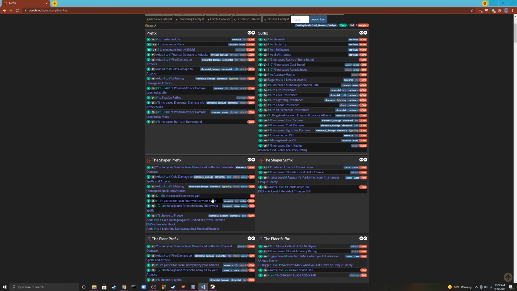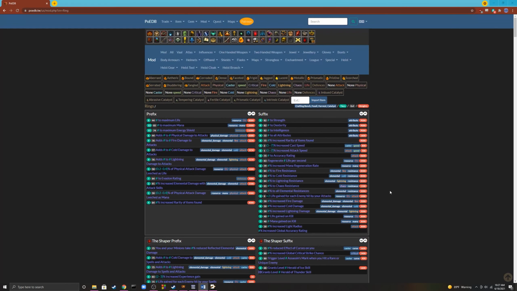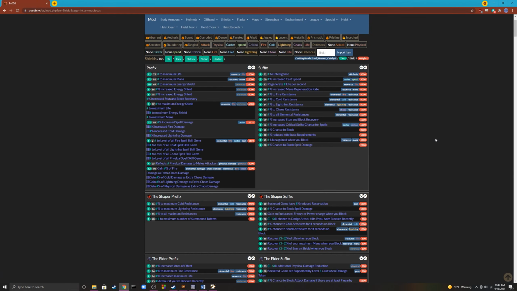But there is another way to gain life or mana through an item, which would be a shield. Let me go to shields real quick. Shields are a great way of recovering either life or mana because you can get either life or mana on block without needing an influence shield. It's going to depend on what base you're using though. So for instance, if you want life on block, you will need a strength base shield. And if you want mana on block, you will need an int base shield.